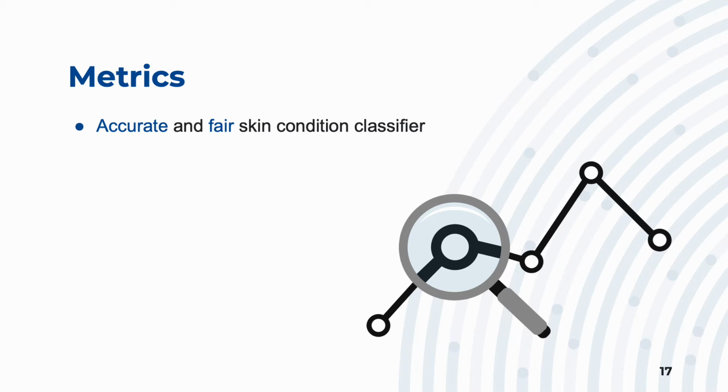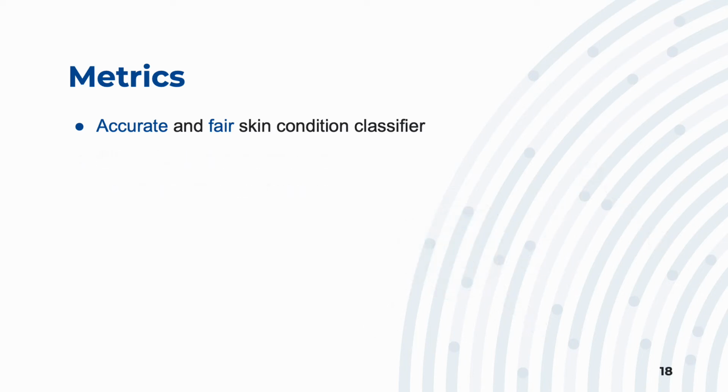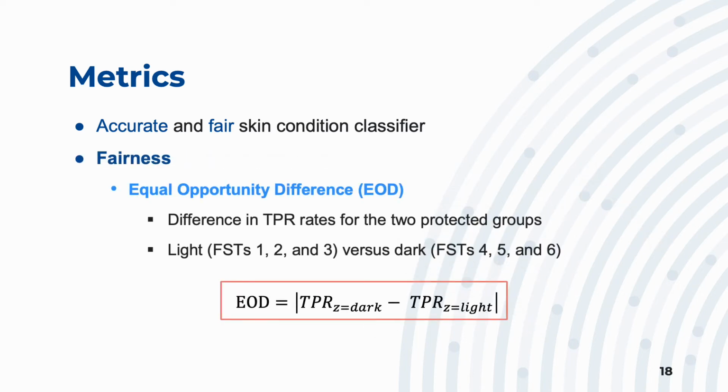We use the well-known and commonly used recall, F1 score, and accuracy metrics for evaluating our model's classification performance. For fairness, we use the equal opportunity difference, or EOD metric. EOD measures the difference in true positive rates for the two protected groups. This metric is defined for two groups, privileged and underprivileged, with respect to the protected attribute. We adopt light versus dark as the two groups for measuring EOD. The light would be defined as FSTs 1, 2, and 3, and the dark would be FSTs 4, 5, and 6.